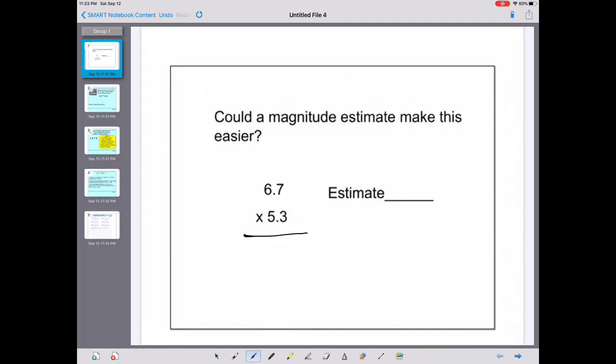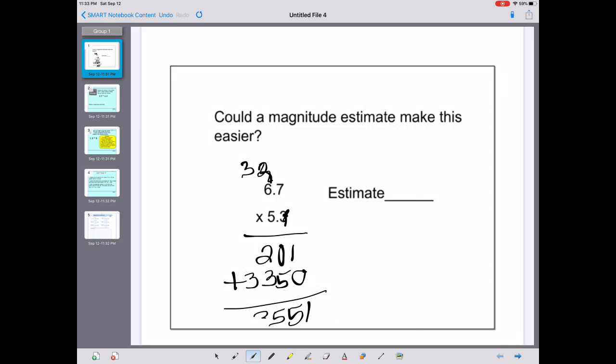So if I multiply this, 7 times 3 is 21. 6 times 3 is 18, 19, 20. Put my 0, I call him Bob, to hold my place. I've done this one, now I'm going to do the 5. 5 times 7 is 35. 5 times 6 is 30, 31, 32, 33. That's my answer without the decimal.